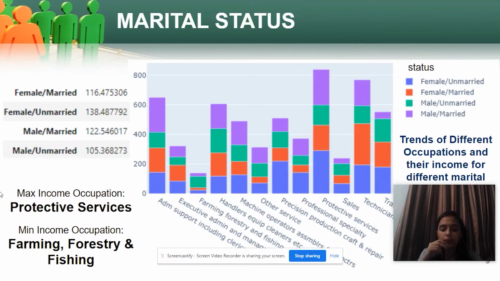We see that the protective services basically render the most income, and the farming, forestry, and fishing services render the least income. And for the different marital status possible across all occupations, we see that surprising fact that unmarried female have the highest average wage per hour, followed by the married male.